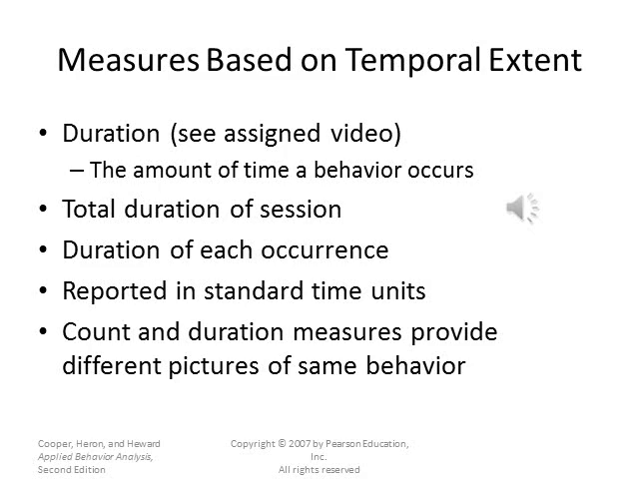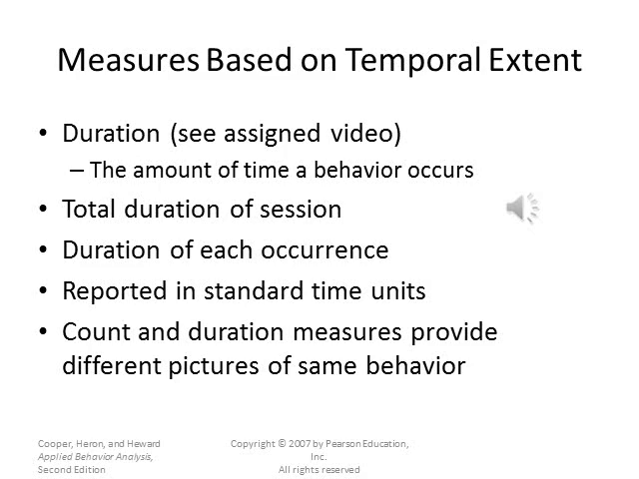The second measure is based on temporal extent. This is almost always duration. Please take a look at your assigned video on Blackboard. It's the amount of time a behavior occurs. We could talk about the total duration of a behavior in a session. So we could say, for example, that behavior occurred for 4 minutes out of an hour's observation. We could measure the duration of each occurrence. So I could say that a behavior occurred on 5 occasions, and I could list the durations of each of those occasions. And we're going to report those in standard time units.